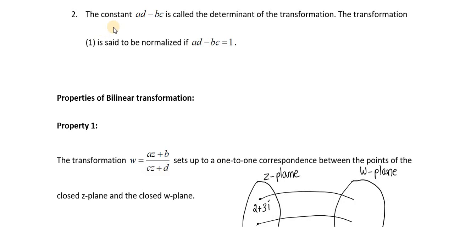Second point, the constant AD - BC is called the determinant of the transformation. The transformation 1 is said to be normalized if AD - BC is equal to 1. Next, we are going to focus on properties of bilinear transformation.